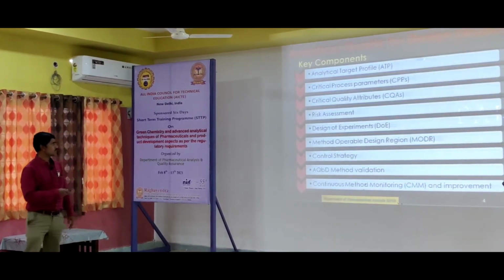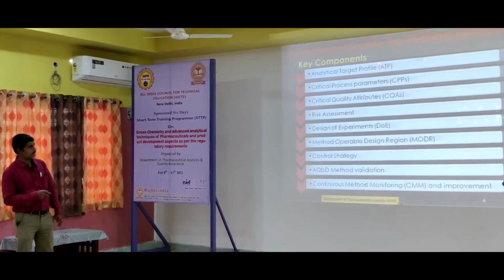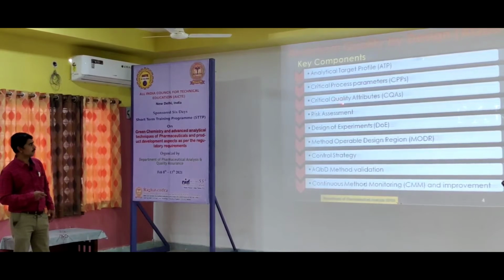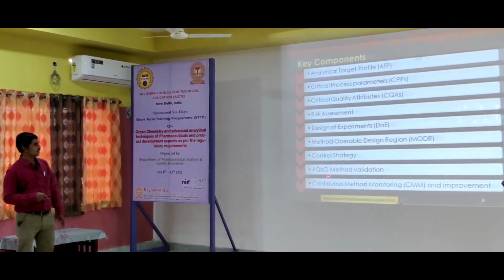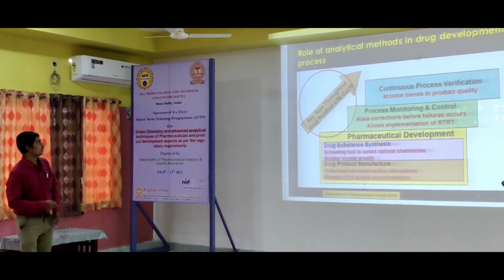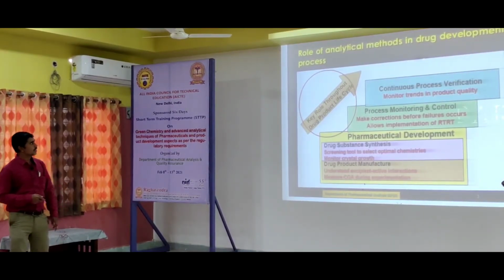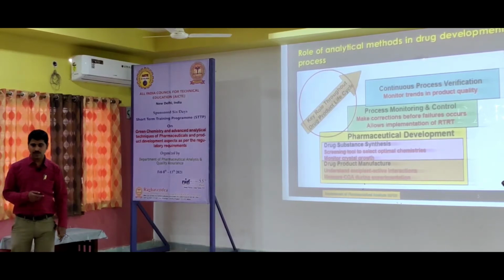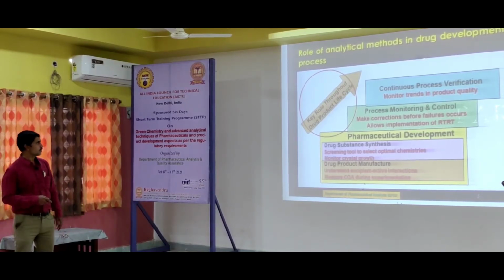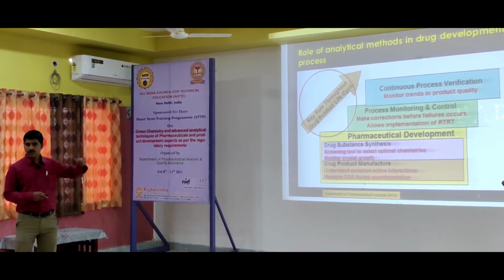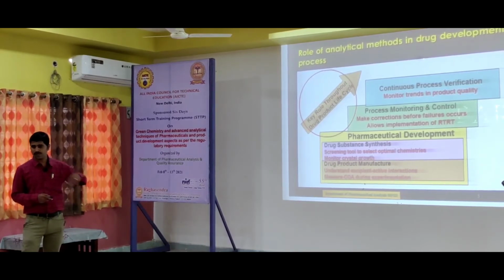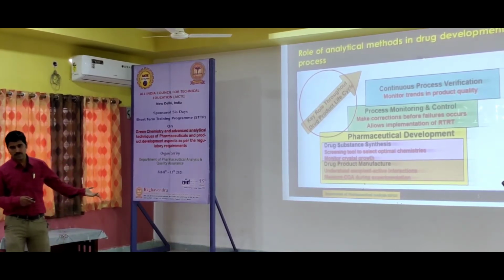Again, the key components are the analytical target profile, ATP, and critical process parameters, which we need to select. What are the parameters which we require? Critical quality attributes, risk assessment, design of experiments, MODR, control strategy, AQbD method validation, and continuous improvement. So, the role of analytical methods in the drug development process. What is the importance of analysis in drug development? It has a key role throughout the drug life cycle, starting from the API to stability studies as well as product development. After product development also, the analytical department plays an important role.